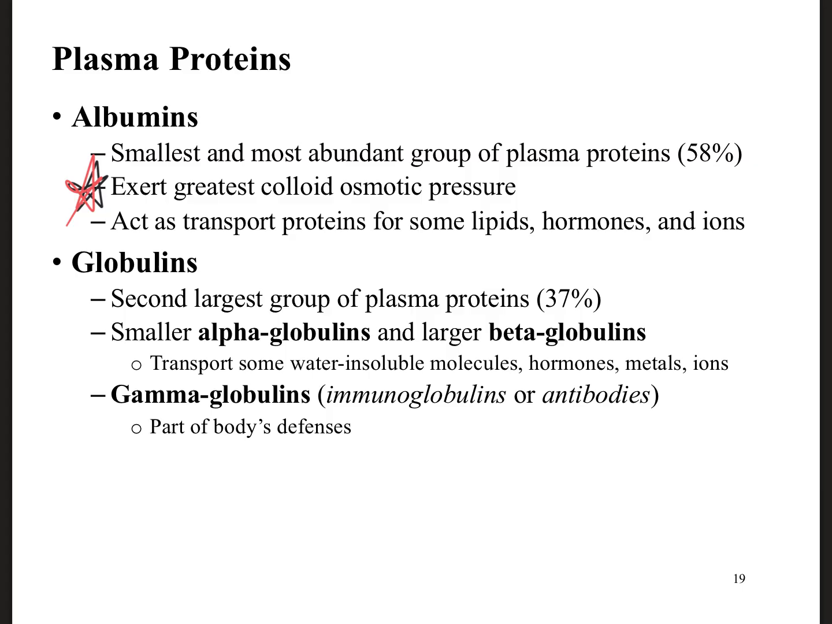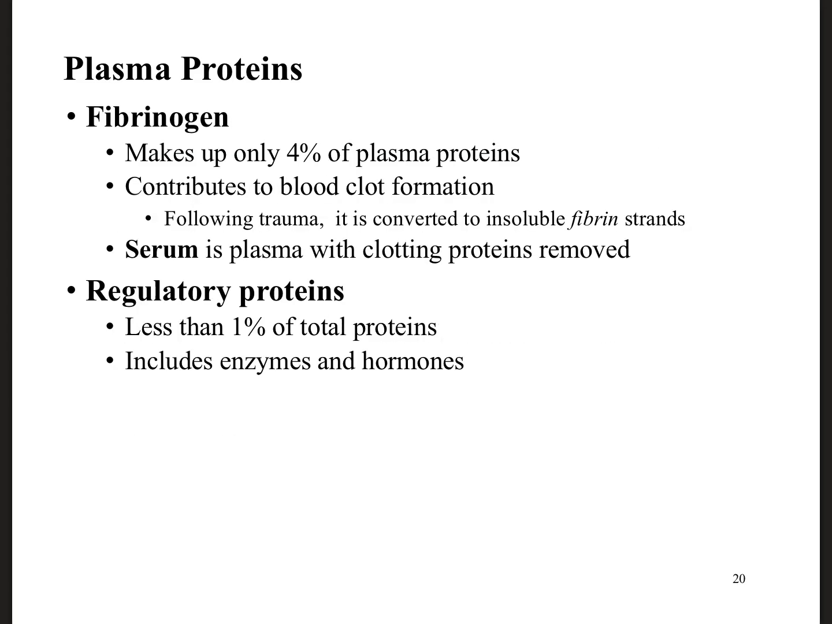Globulins are your second largest group. They're smaller, alpha and beta ones, right? They also are involved in transport. And then your gamma globulins are your antibodies. All right, and that's part of the body's defenses. So the function of the albumins and the globulins is to transport stuff that needs to be transported through there, but also help regulate colloid osmotic pressure.